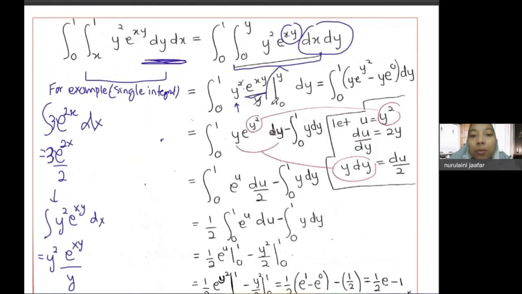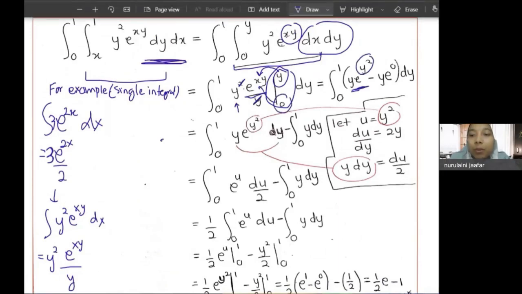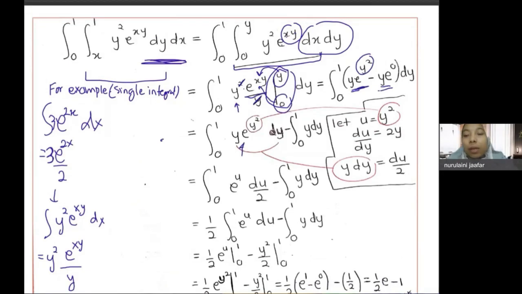Okay, 0 to y. Substitute y first into x. So we will get y. I cancel this y. So we get y, so y squared e^(y squared) minus, and then substitute 0 here. e to the power of 0, we get this. So you simplify, y squared e^(y squared) minus y dy. e to the power of 0 is equal to 1.